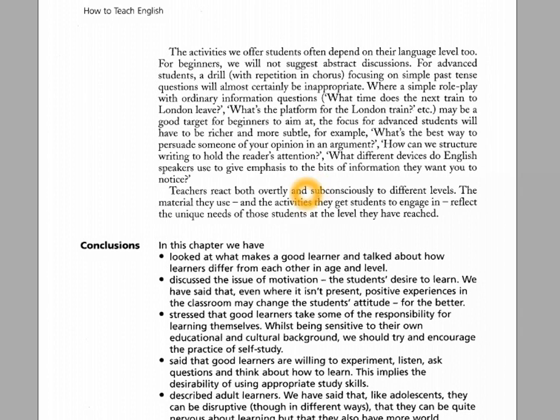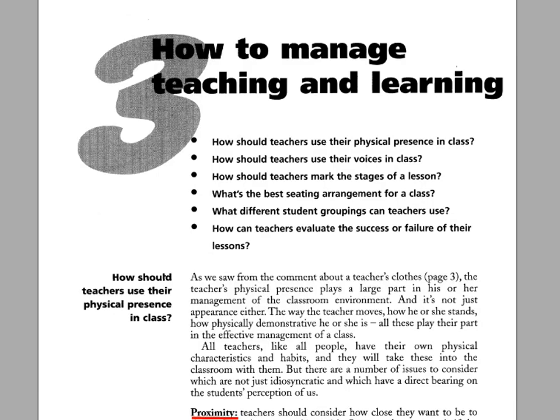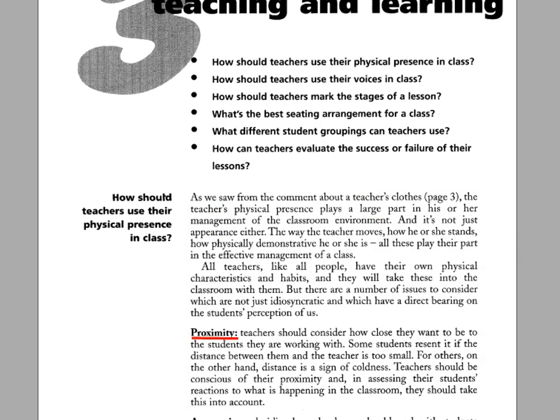They say this both overtly and subconsciously to different levels. Conclusion, you can read it on your own. Let's move to chapter 3. In chapter 3, how to manage teaching and learning. This is about your managing. You need to understand carefully how to deal with management. And management is always very important for the administrative department and teachers. The students will always feel whether the teacher arranges and organizes the class and the points very well or not.